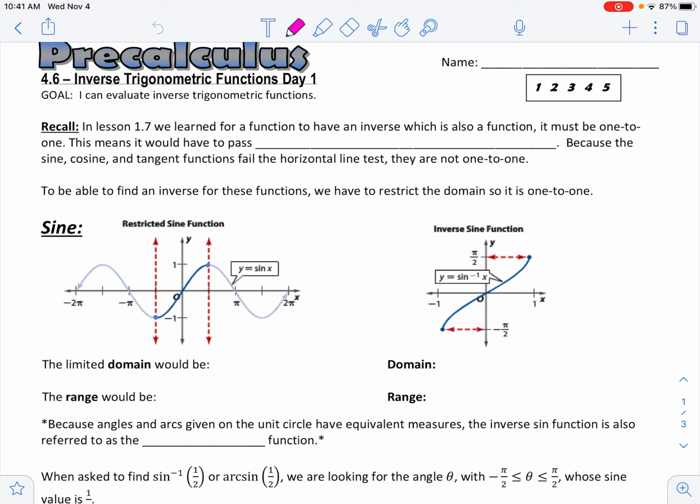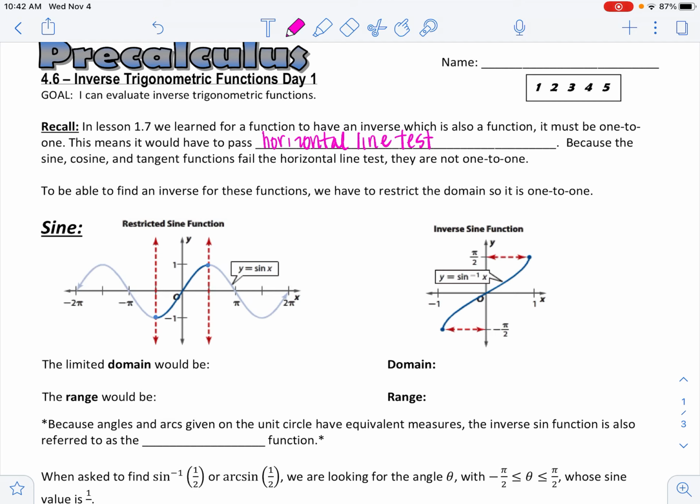We learned in order for a function to have an inverse which is also a function, it must be 1 to 1. Remember, this means it would have to not only pass the vertical line test, making the original function, but it would have to pass the horizontal line test. So if you have a relation and it passes the vertical line test and the horizontal line test, then it is a one-to-one function. Okay?